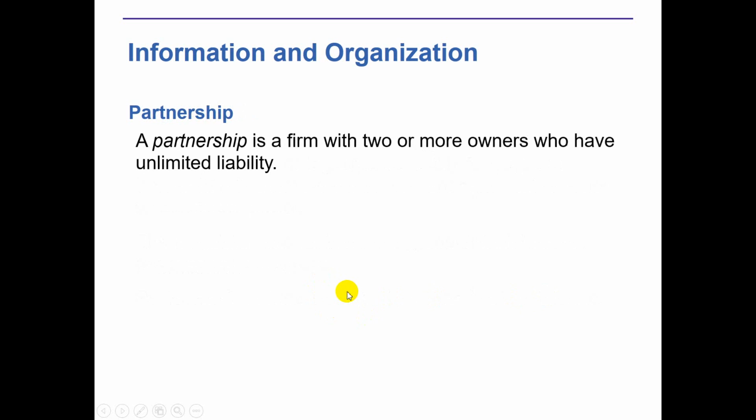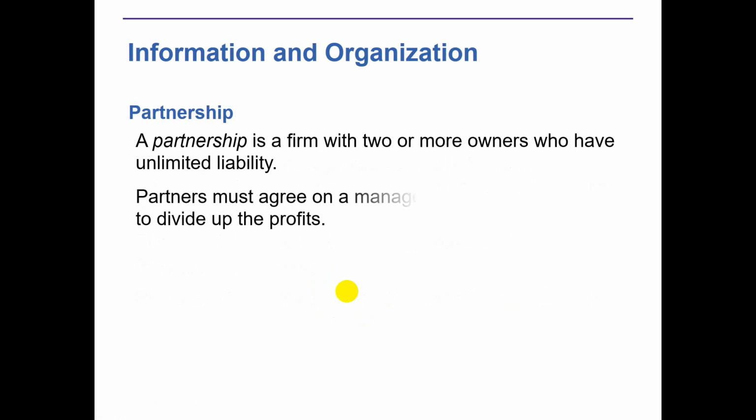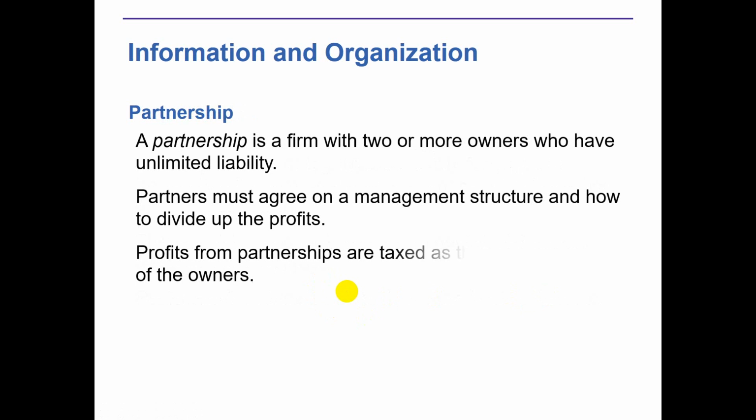So the second one is partnership. A partnership is a firm with two or more owners who have unlimited liability, and the partners must agree on a management structure and how to divide up the profits. The profits from a partnership are taxed as the personal income of the owners.